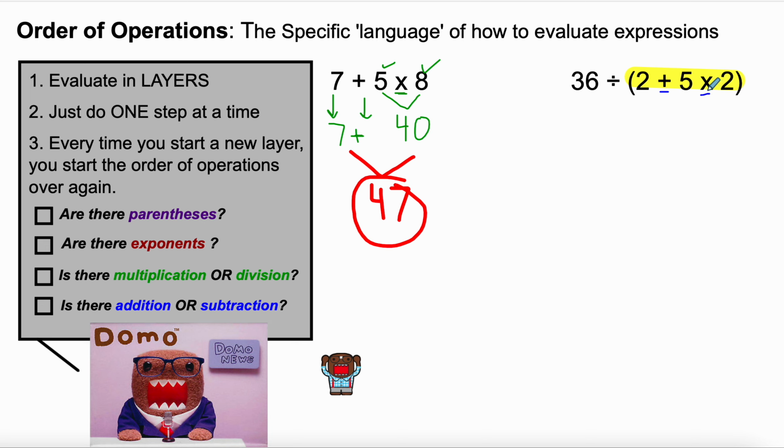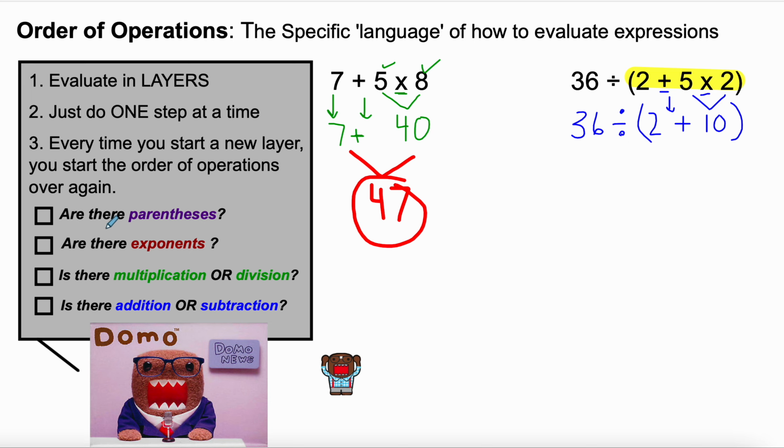So let's start over. So we have parentheses. There's no exponents in there. But there is multiplication or division. There's multiplication. We are going to evaluate that first. 5 times 2 is 10. Then I'm going to bring down everything exactly as it was. My addition symbol and my 2. And since there's still an operation symbol left within the parentheses, I'm bringing down those parentheses as well. And on the outside of the parentheses, we have 36 divided by what's in the parentheses.